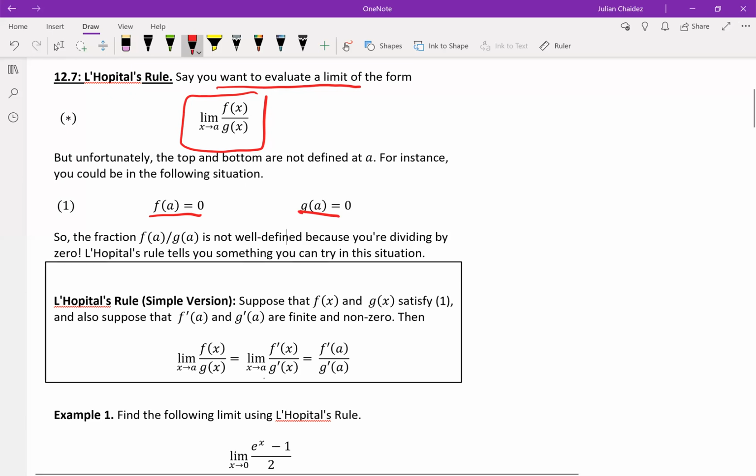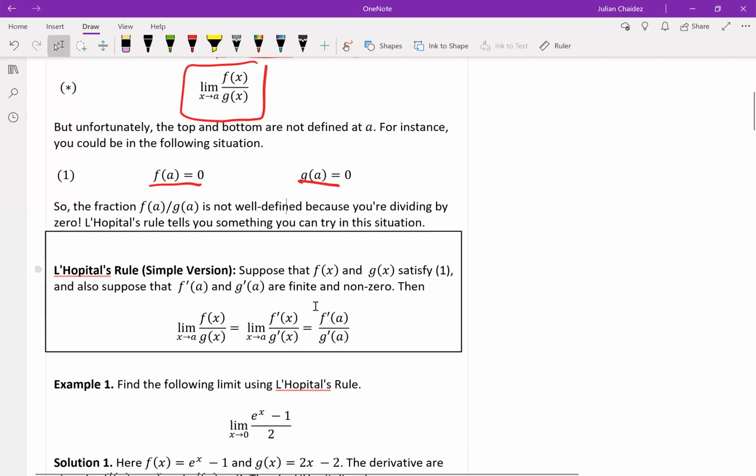The simplified version of L'Hopital's rule is this. Let's say I have f of x and g of x. They satisfy condition 1 that I wrote right here. And let's also assume that f prime of a and g prime of a are finite and non-zero. Then the limit as x goes to a of f of x divided by g of x is equal to the limit as x goes to a of f prime of x over g prime of x. So basically, I can take the previous fraction and replace the top and the bottom with their respective derivatives.